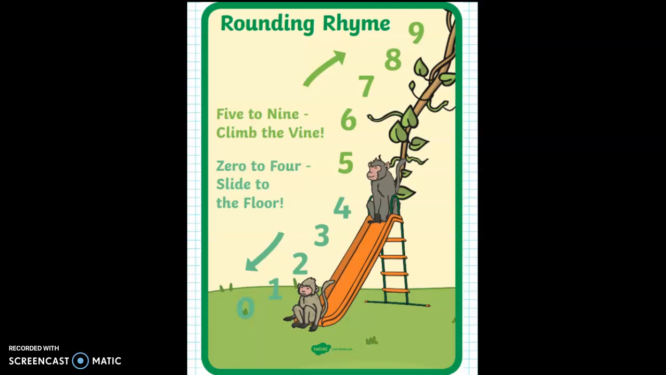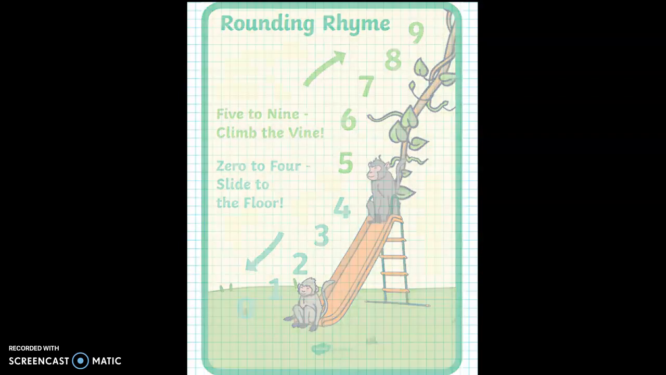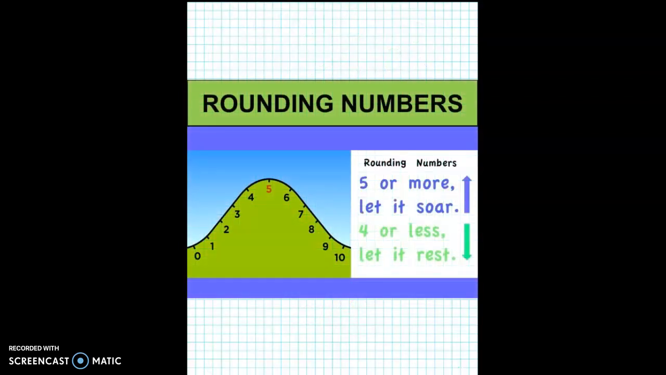With this lesson, we are going to look at rounding. There are a few rhymes here that might help you remember the rules for rounding. 5 to 9, climb the vine. 0 to 4, slide to the floor. Or how about 5 or more, let it soar. 4 or less, let it rest.